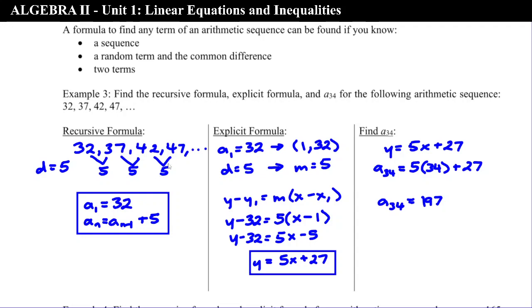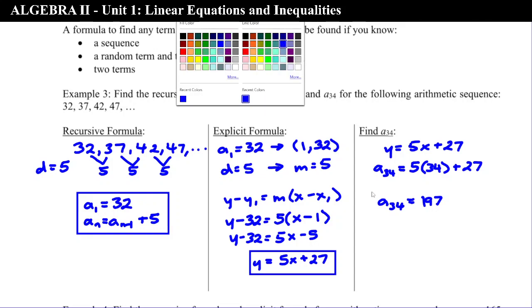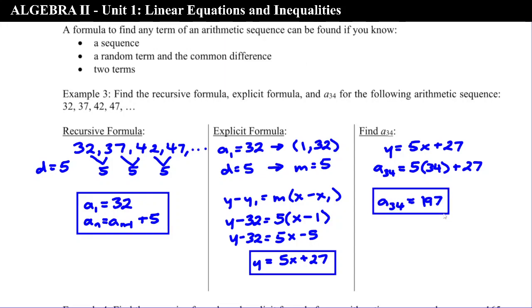Okay? So if you were to keep adding 5 for each term and build this sequence out, by the time you get to the 34th term, you would end up with your value being 197. And that would be the third part of your answer for this. Okay, so that's the first way. We have just found the recursive formula, the explicit formula, and a term that was requested for a sequence.